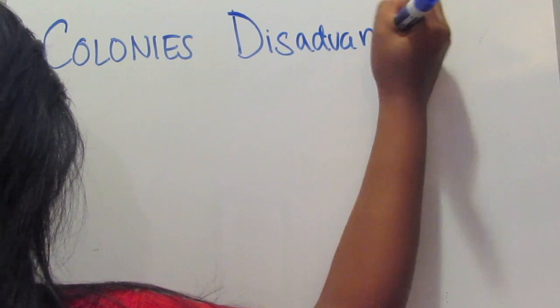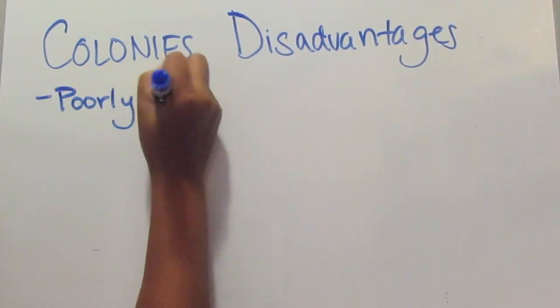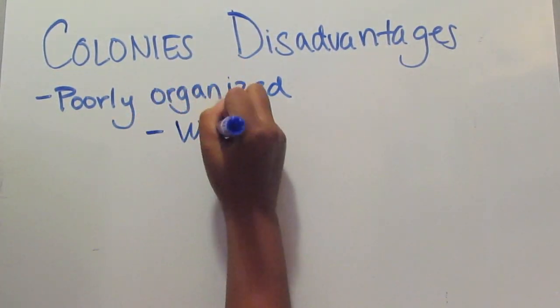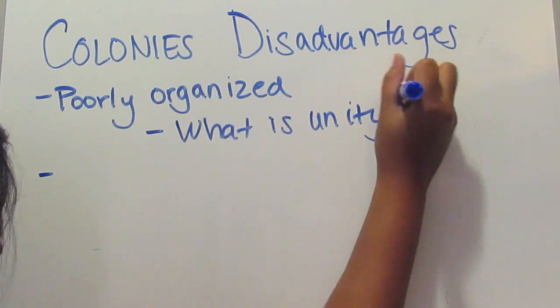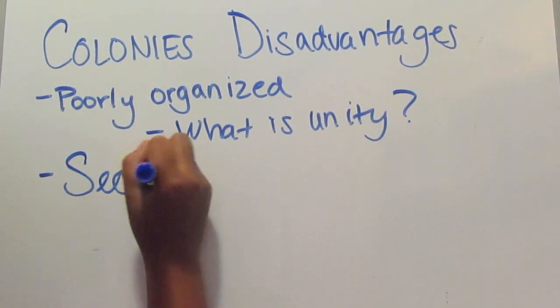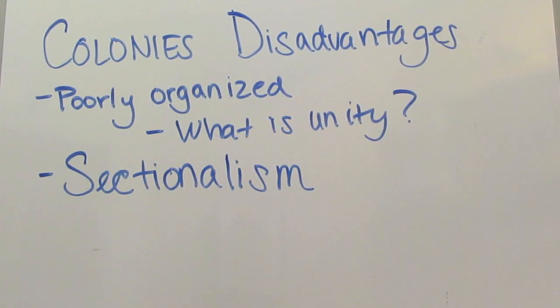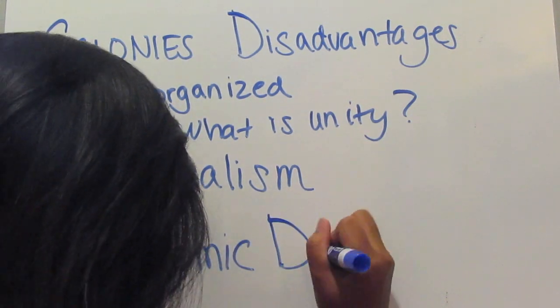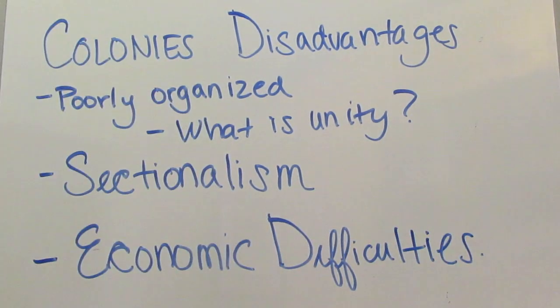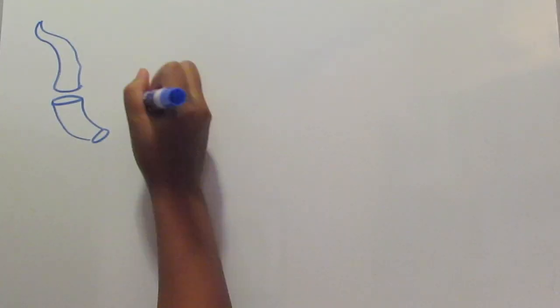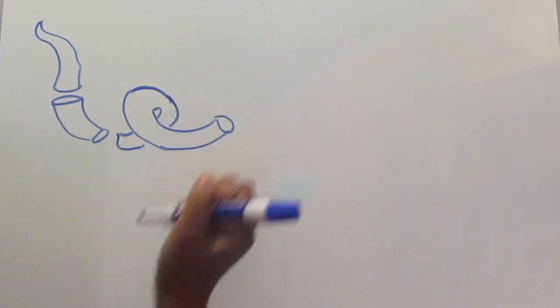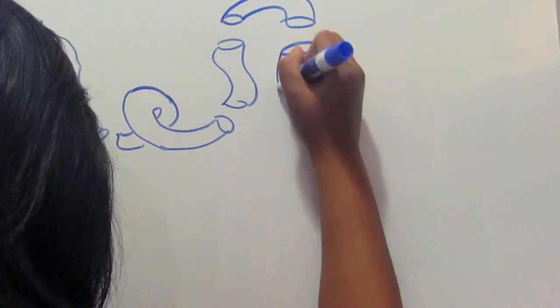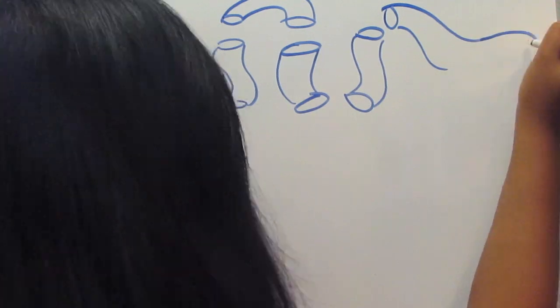The colonies' disadvantages included their poorly organized army, which had no idea what unity was, the increasing amounts of sectionalism and jealousy between the colonies, and their ongoing economic difficulties. Because of the disunity between the colonies, ads like this one were seen at the time to try to join the colonies in a fight against the British.